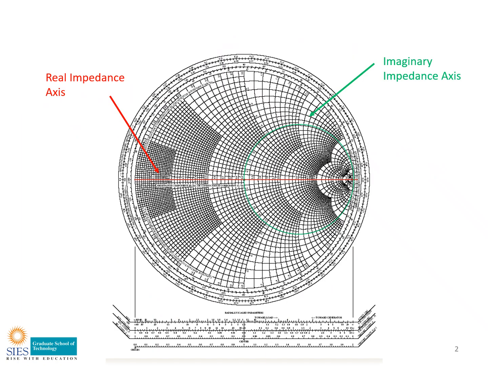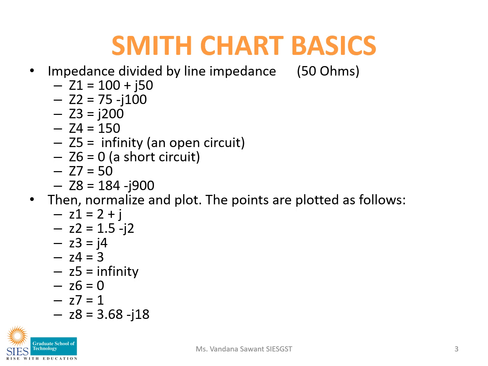But see, many times what happens, these points are not having values like 1, 2, 3, 4. Z, the impedance, is not having values like this. So whatever the values of the impedance, we have to normalize those values, and then we have to plot them on a Smith chart. Then how to normalize these values?